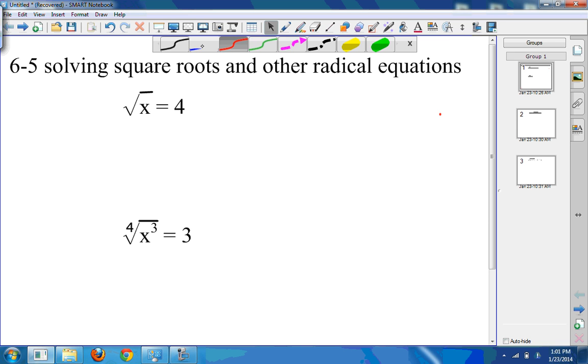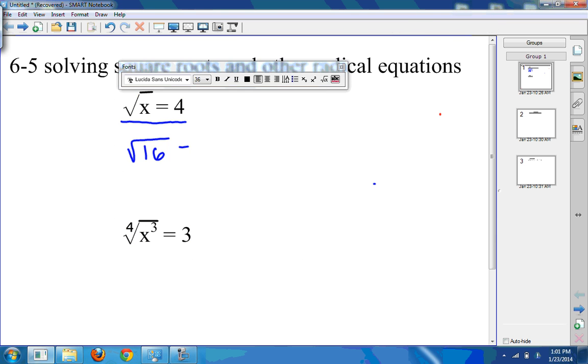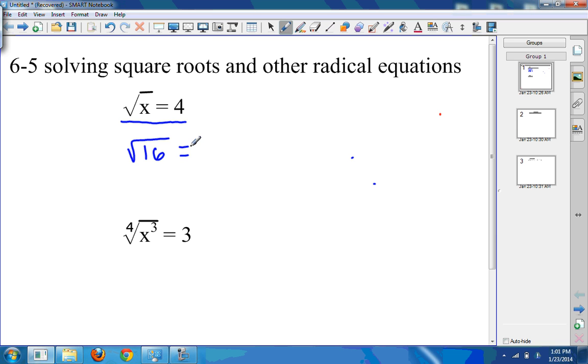We're going to look at solving equations with square roots. So hopefully you guys can look at this and do it on your own. You can think, all right, the square root of some number is equal to 4. What number, when I take the square root of it, equals 4? And that number is 16. The square root of 16 is equal to 4.